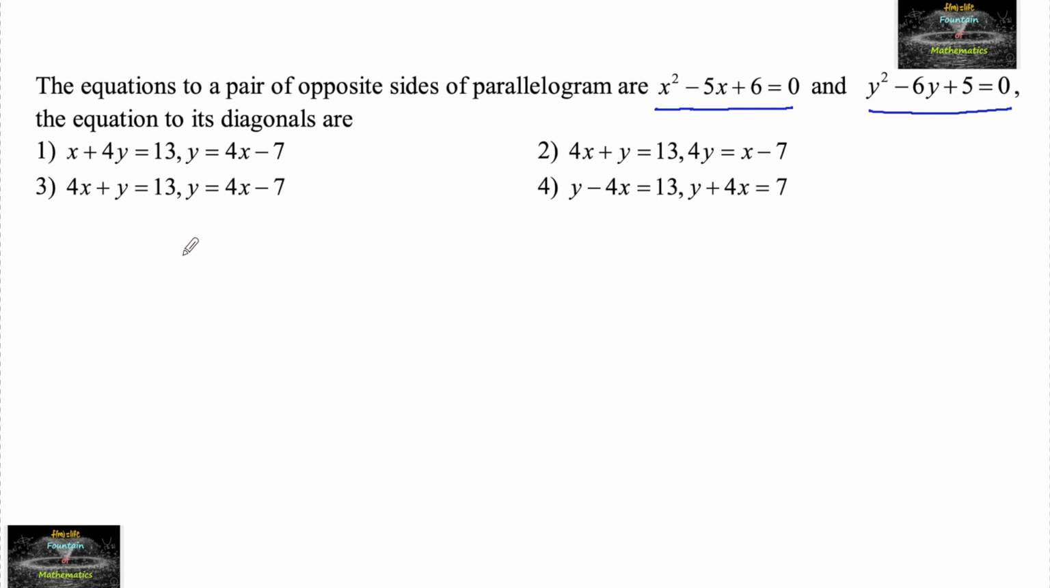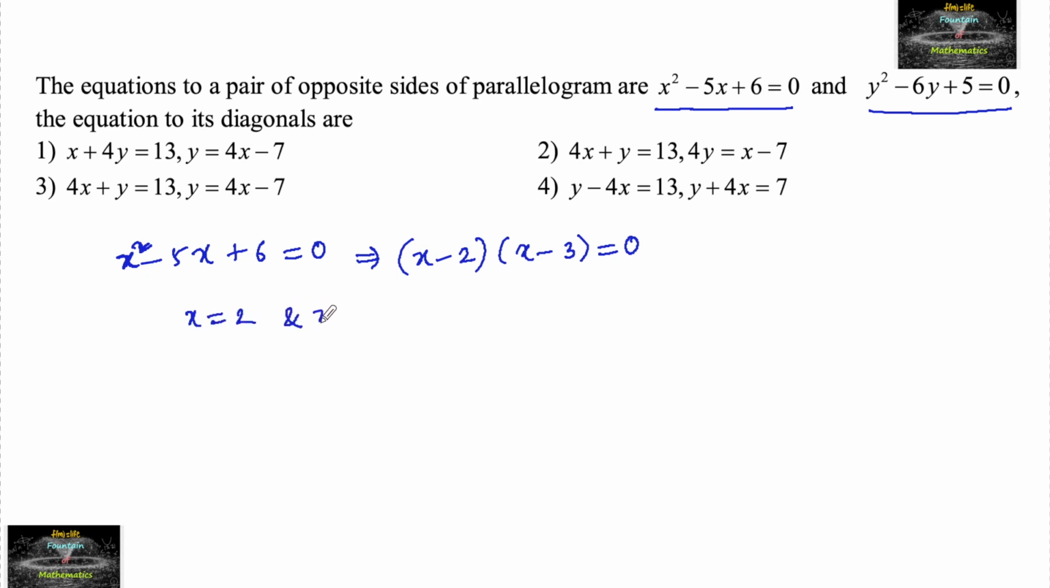x square minus 5x plus 6 equals to 0, which can be factorized and written as x minus 2 into x minus 3 equals to 0. So the equations of the opposite sides of the parallelogram are x is equal to 2 and x is equal to 3.